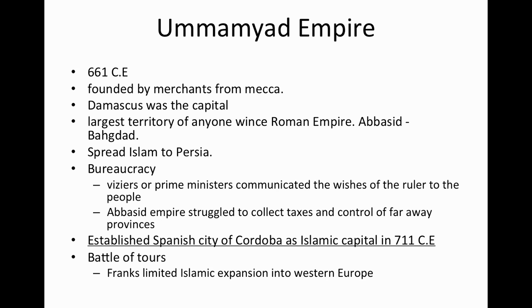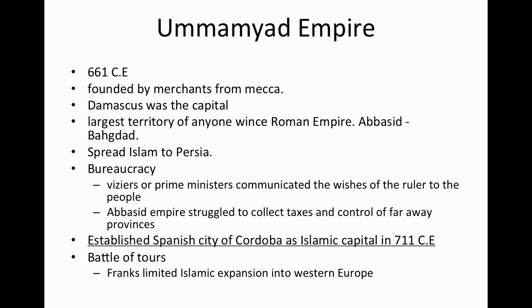The Umayyad Empire, that would be one of the two Islamic empires that emerged during this time. 661 CE, it was founded by merchants from Mecca. Damascus was the capital. It was the largest of the Islamic empires, and the largest empire since the old Roman Empire. Eventually, Islam does spread to Persia. That's under the Abbasid Empire. All of these empires, including the Abbasid Empire, were bureaucratic. There were viziers or prime ministers, the ruler to the people.